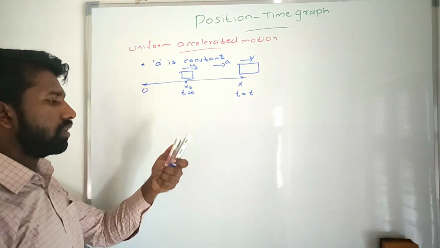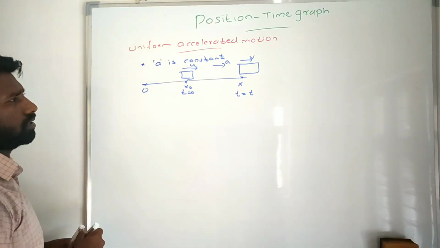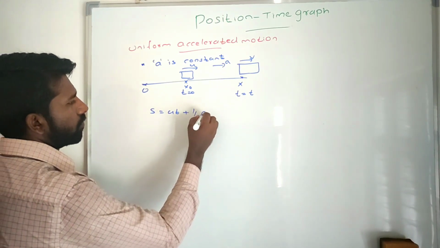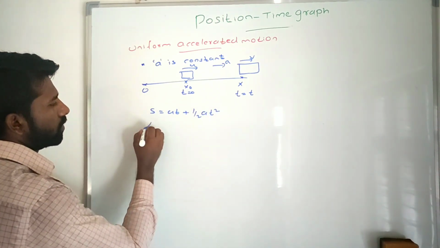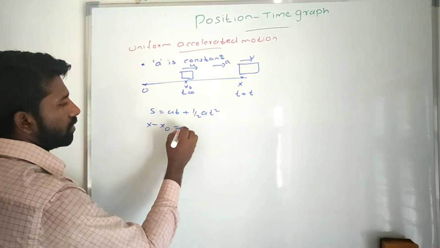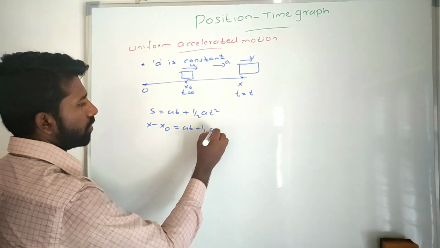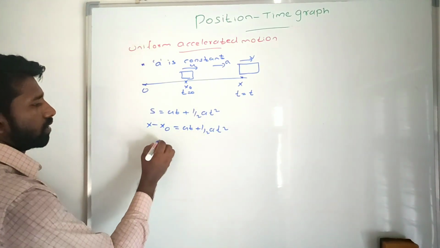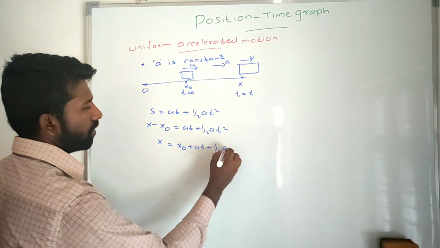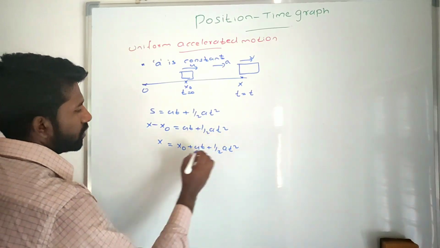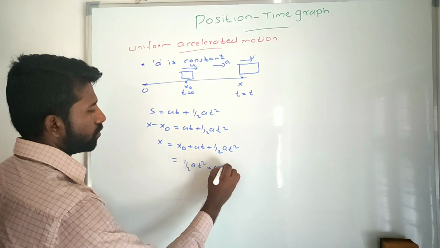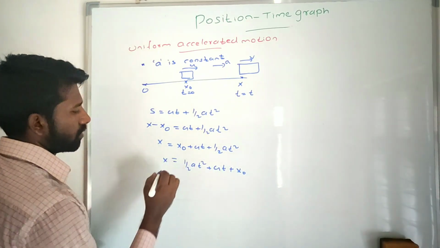For this motion, we can represent the displacement. Displacement S is equal to ut plus half at square. S is the displacement, which means final position x minus initial position, equal to ut plus half at square. From this, what do you get? x is equal to x naught plus ut plus half at square. Just rearranging, half at square plus ut plus x naught is equal to x.